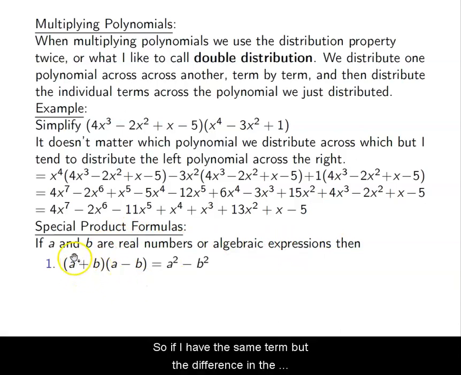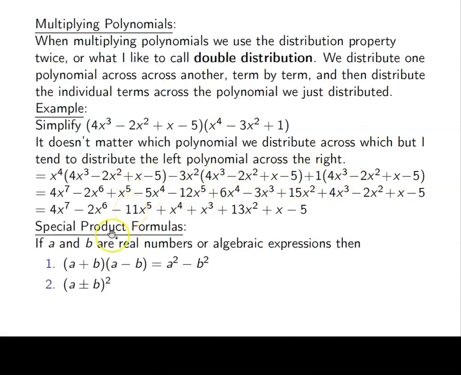So if I have the same term but the sign in the middle is different, I can multiply those out and get a squared minus b squared. It's a very, very easy thing to remember. It makes math go a lot easier when we remember this special product formula. That way I don't have to multiply this out every time using double distribution or FOIL or what have you, right?